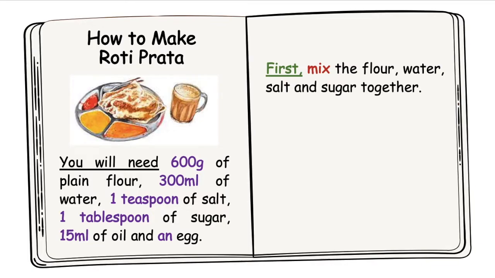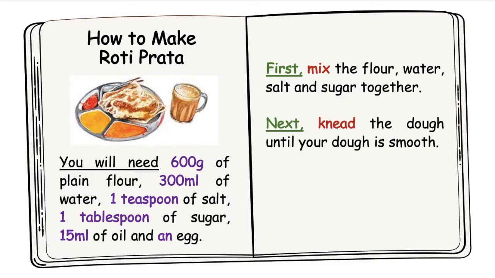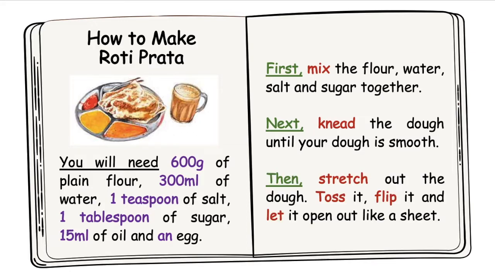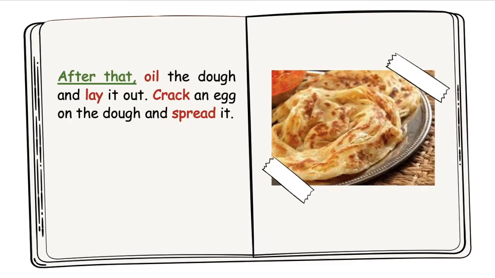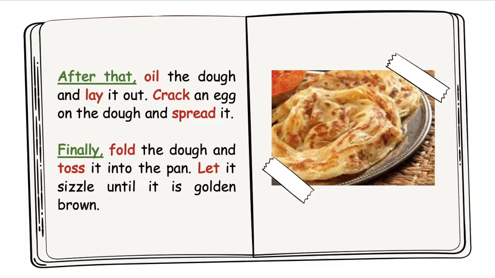First, mix the flour, water, salt, and sugar together. Next, knead the dough until your dough is smooth. Then, stretch out the dough. Toss it, flip it, and let it open out like a sheet. After that, oil the dough and lay it out. Crack an egg on the dough and spread it. Finally, fold the dough and toss it into the pan. Let it sizzle until it is golden brown.